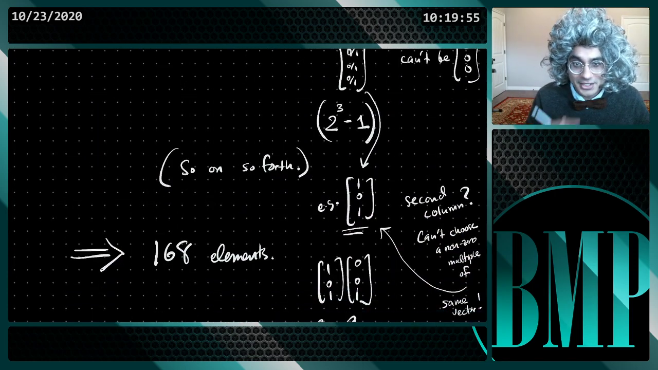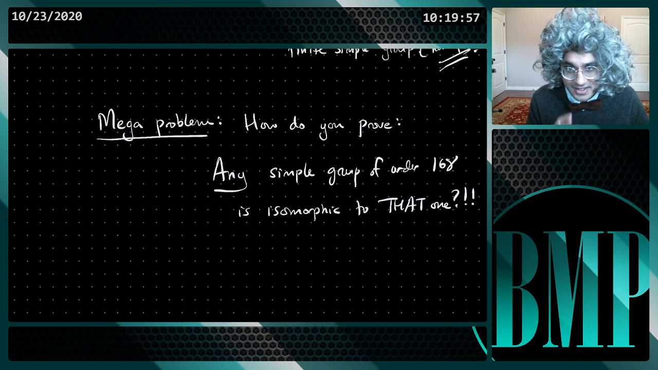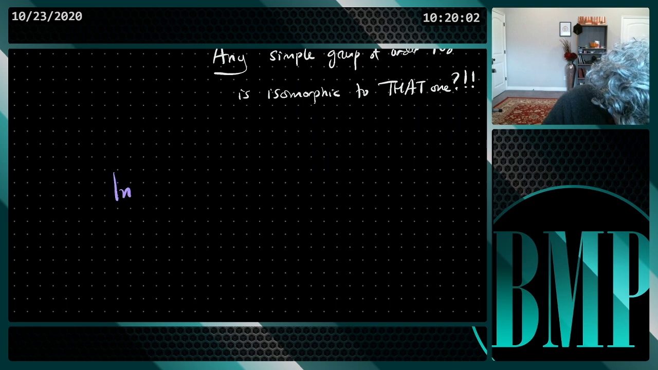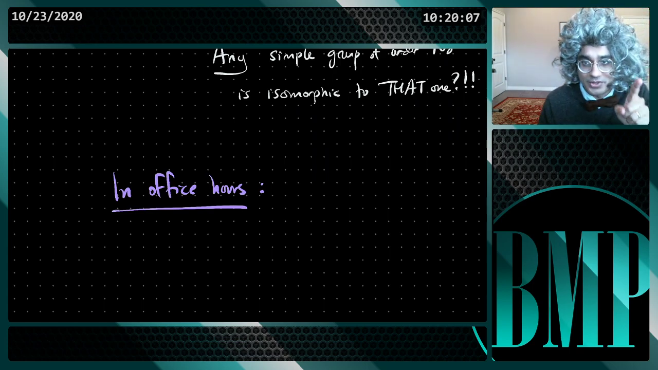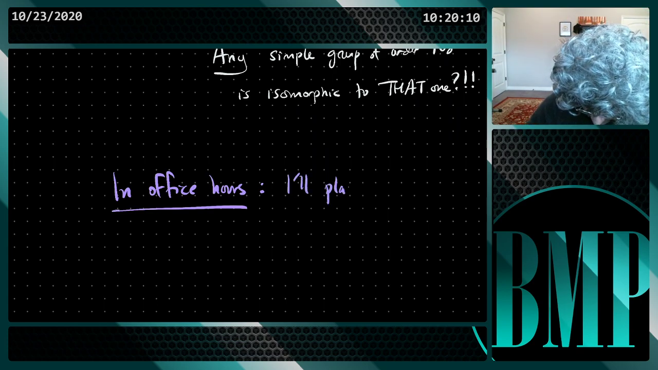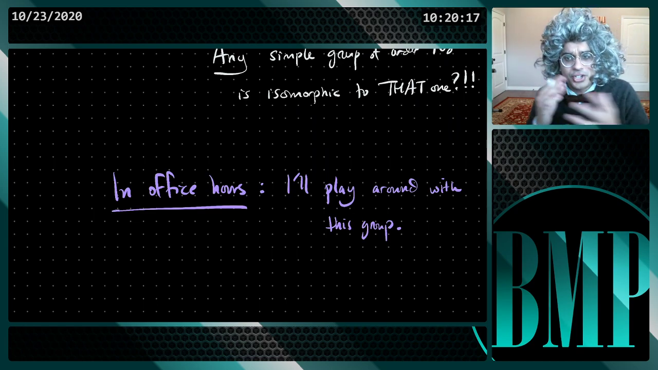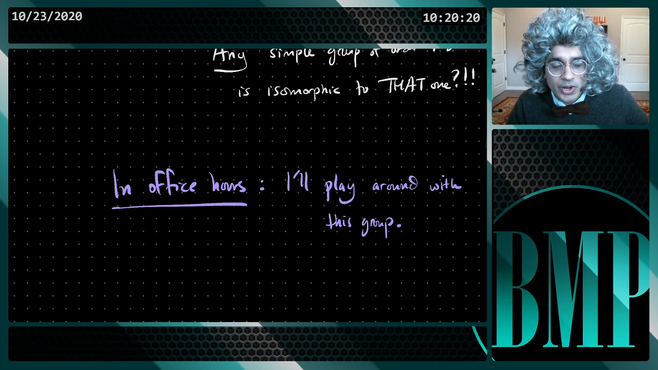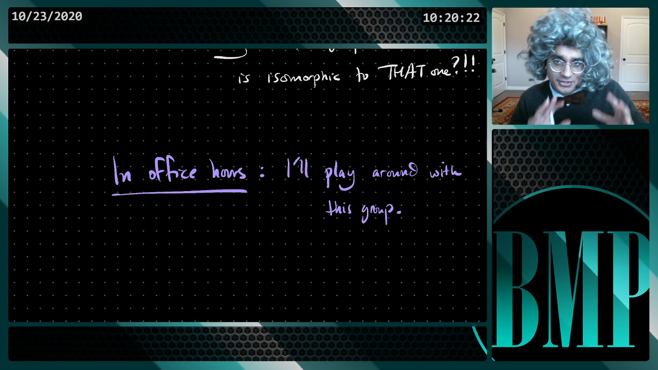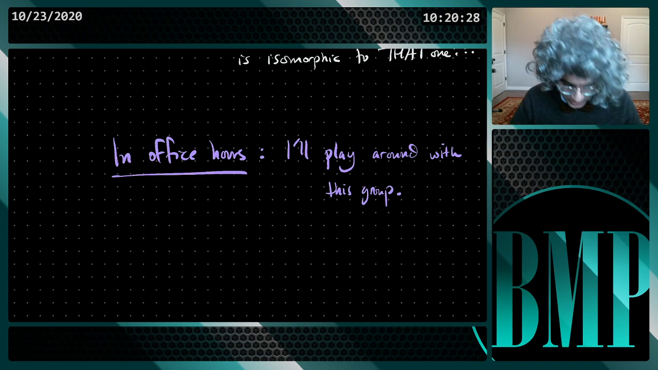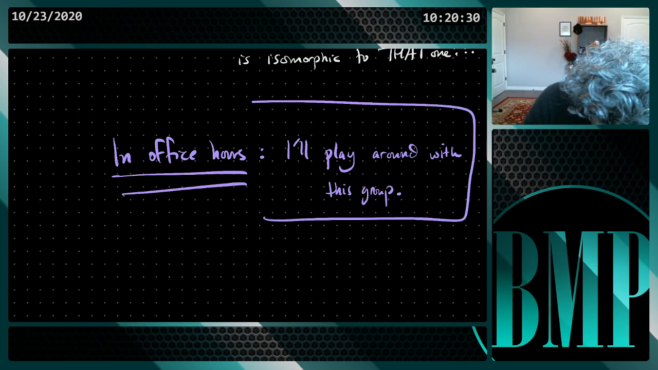It's way harder. It's trickier than the case of 60. And so in office hours, I'll play around with this group. I'll show you other places where the group shows up, other manifestations of the same group. All right, so that's what I'll do. In office hours, I'll play around with this group.